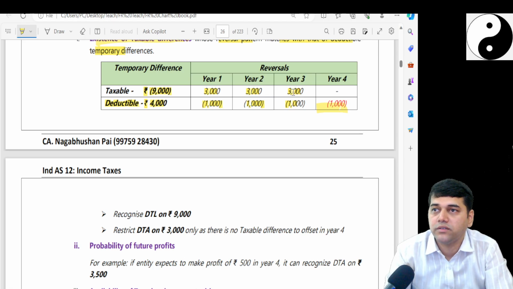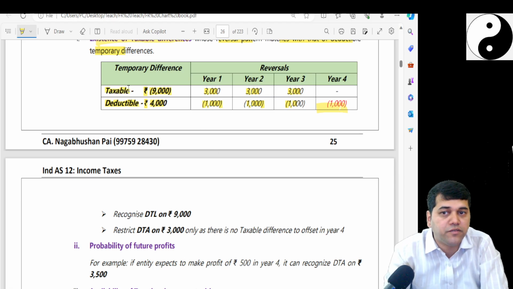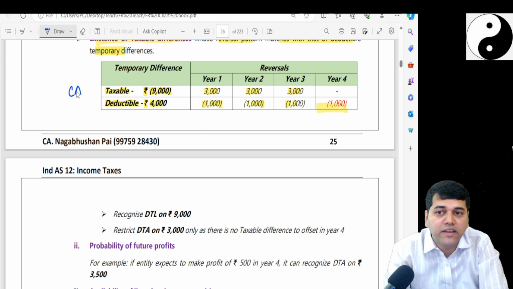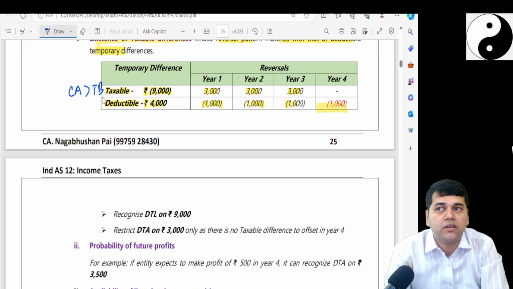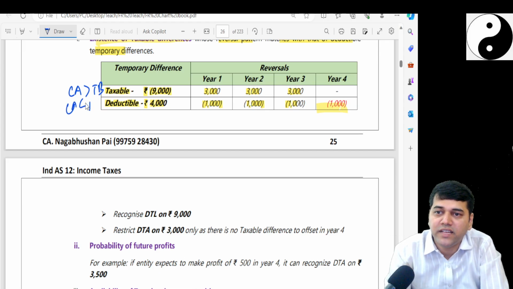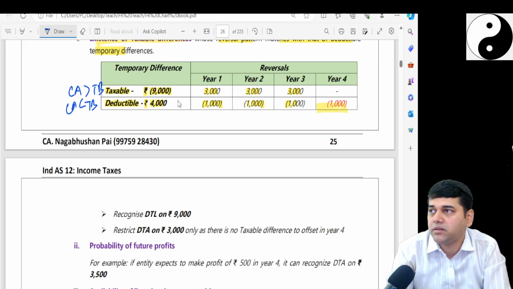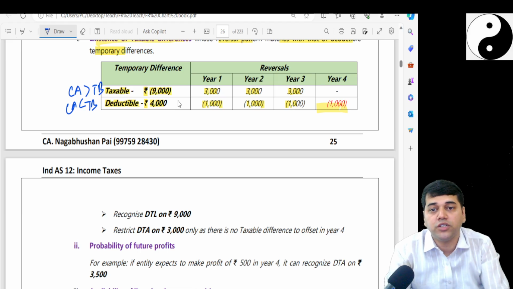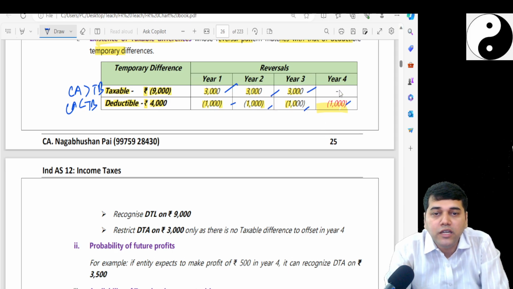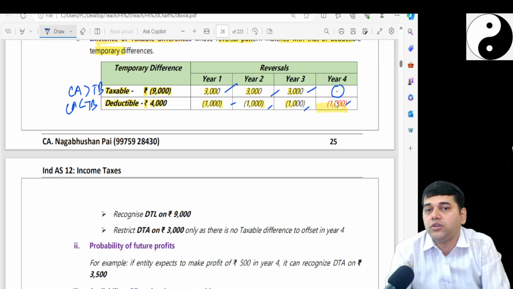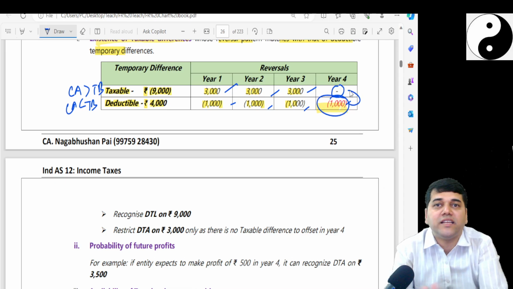You're clear, students? See, today I have got a taxable difference. Why taxable? Because CA was greater than TB. And for some item, CA was less than TB, so I got a deductible difference. How is it going to get reversed in the future? It is going to get reversed 3,000, 3,000, 3,000, 1,000, 1,000, 1,000. If you observe, I don't have anything in year 4 to claim this as a set off.